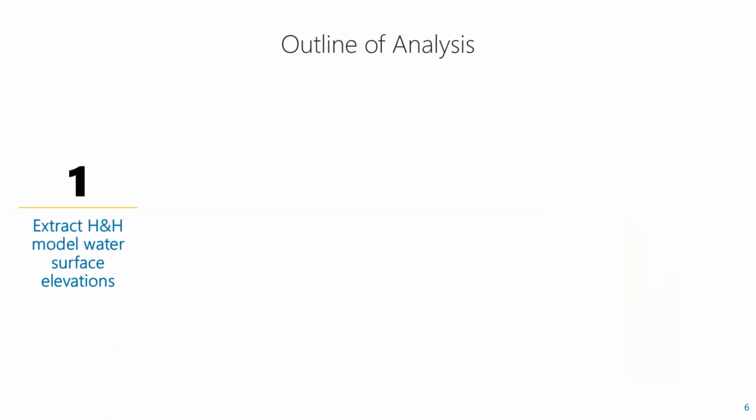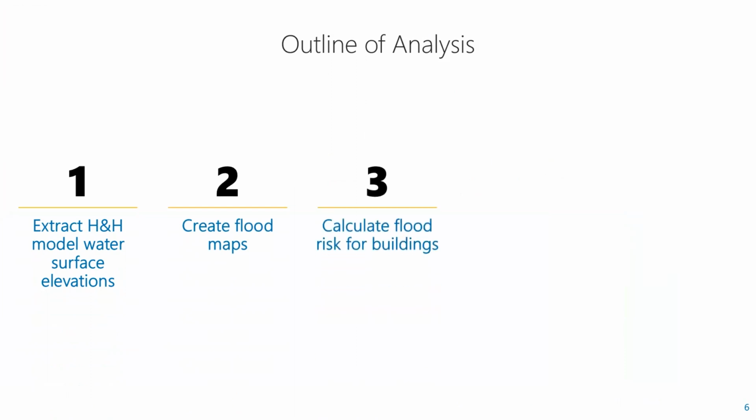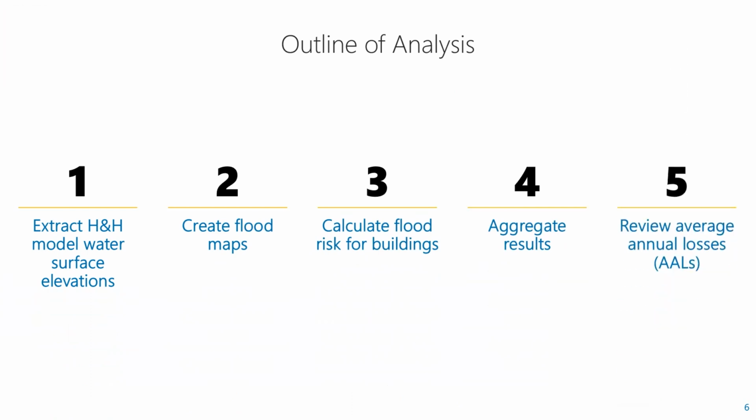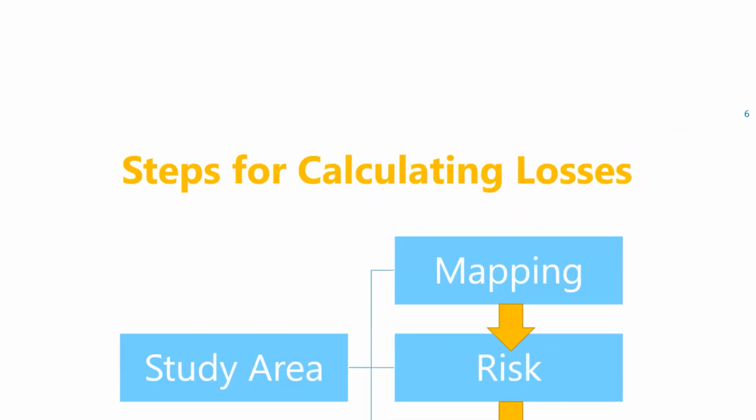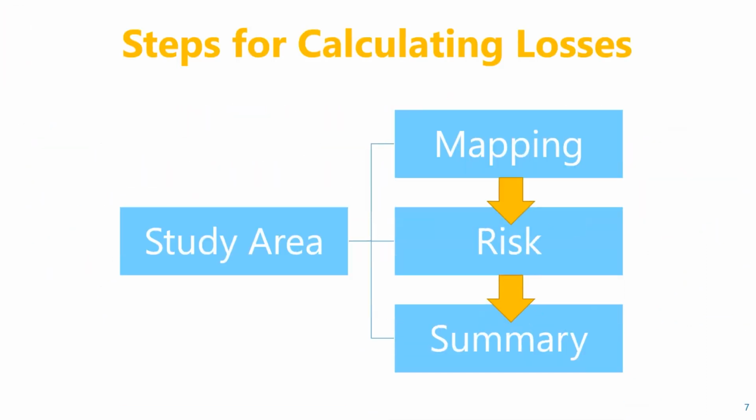An outline of our analysis, and this is kind of what I'll be going over today. We are extracting our water surface elevations from hydraulic models. We're creating our flood maps using that data. We're calculating our flood risk impact for buildings. We're going to aggregate those results. And then once we have those results, we'll be able to review our average annual losses. Sorry, I have a lot of animation, so I might be kind of married to this spot right here.